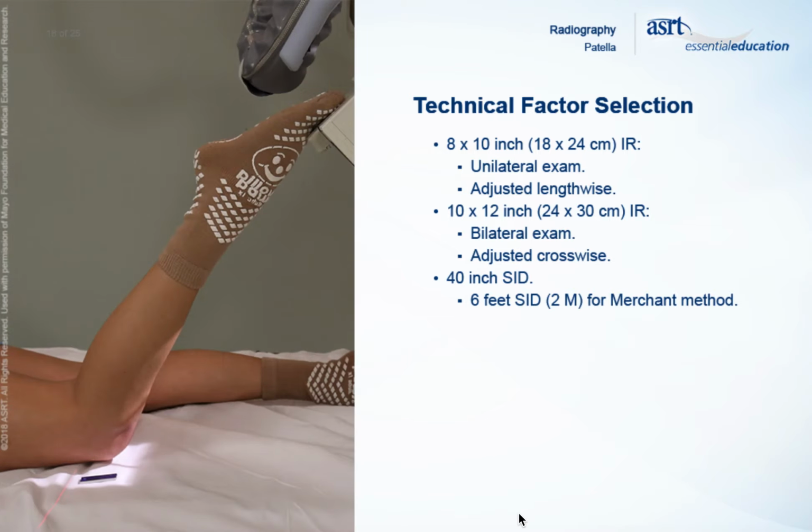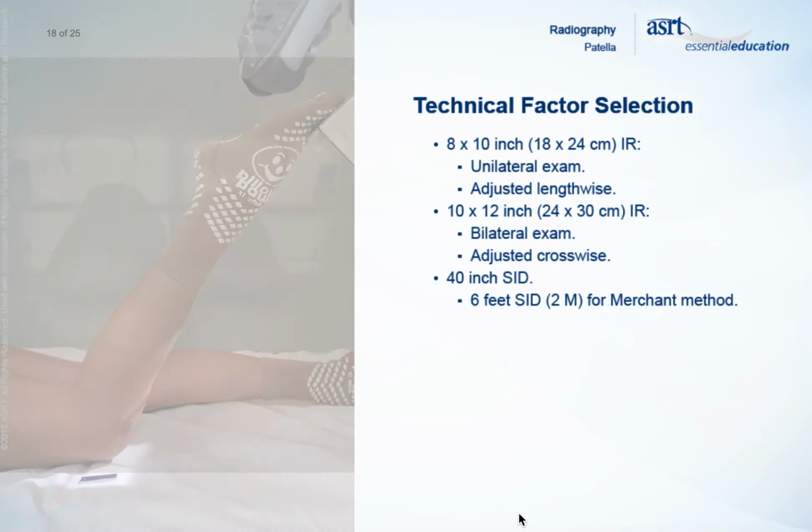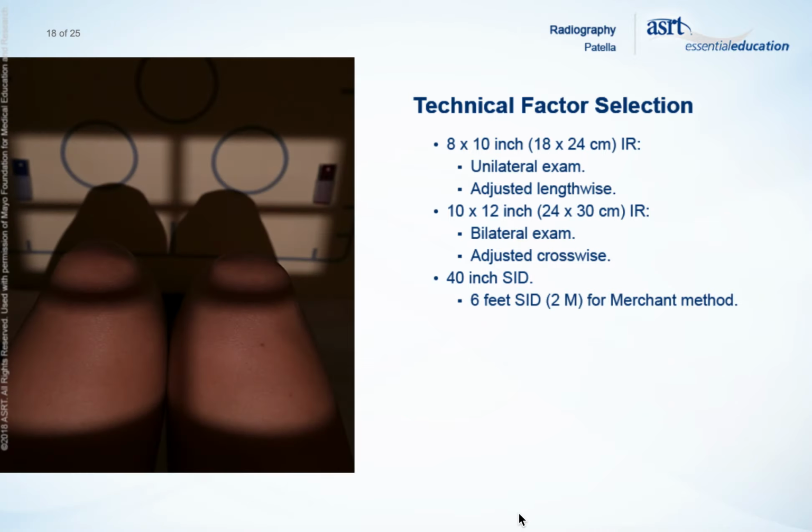Collimation is adjusted to approximately 4 inches by 4 inches or 10 centimeters by 10 centimeters for a unilateral examination and must be close to the patella. Collimation for a bilateral examination is adjusted to approximately 4 inches by 10 inches or 10 centimeters by 24 centimeters.